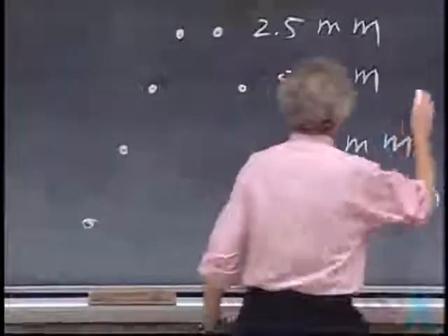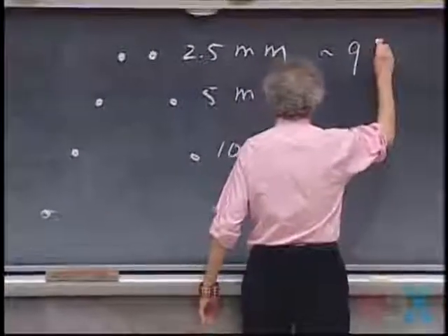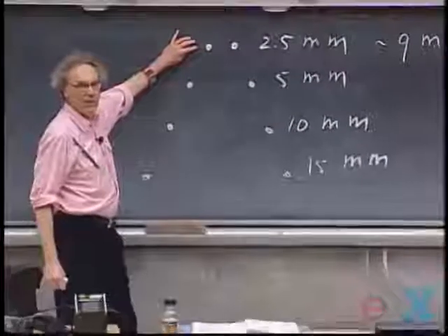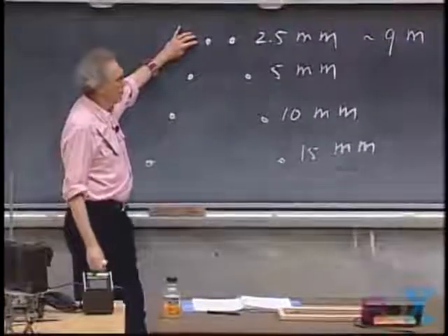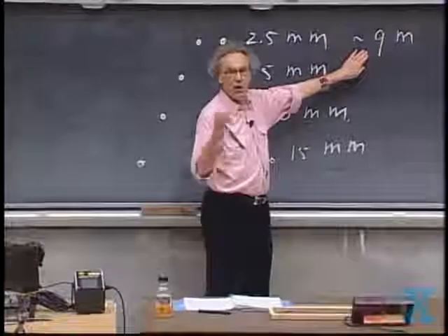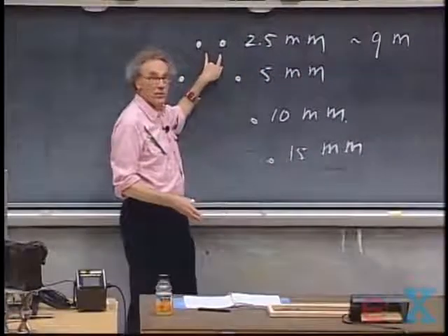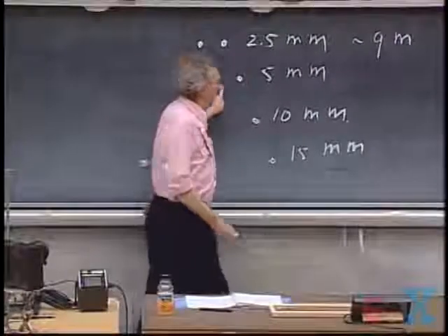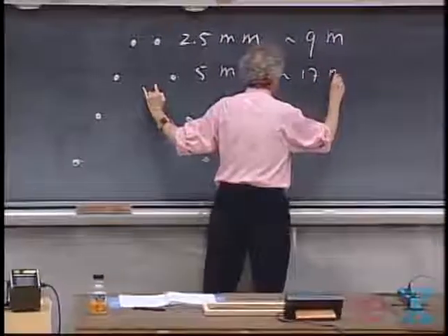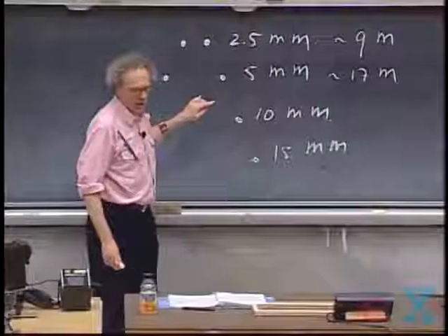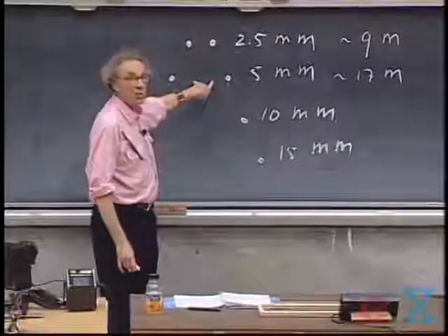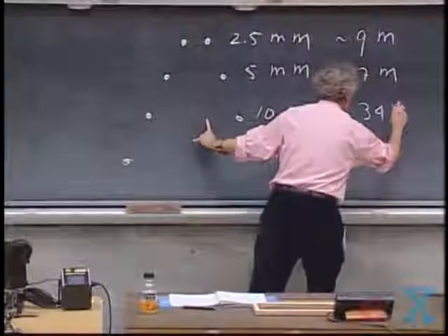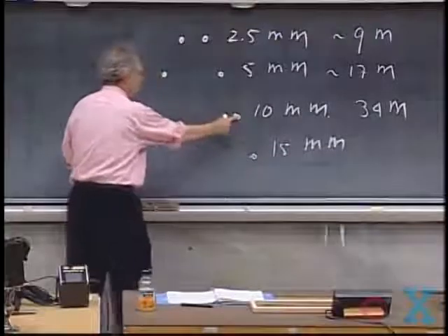That would mean that all students who are closer than 9 meters from me should be able to see this as 2 independent light sources. Those who are farther than 9 meters away from me will not see these as 2 sources. If they did, their angular resolution would be better than 1 arc minute. And all students which are closer than 17 meters will be able to say, yeah, I see these as 2 sources. And all students which are closer than 34 meters should be able to say, yeah, I see these as 2 sources.